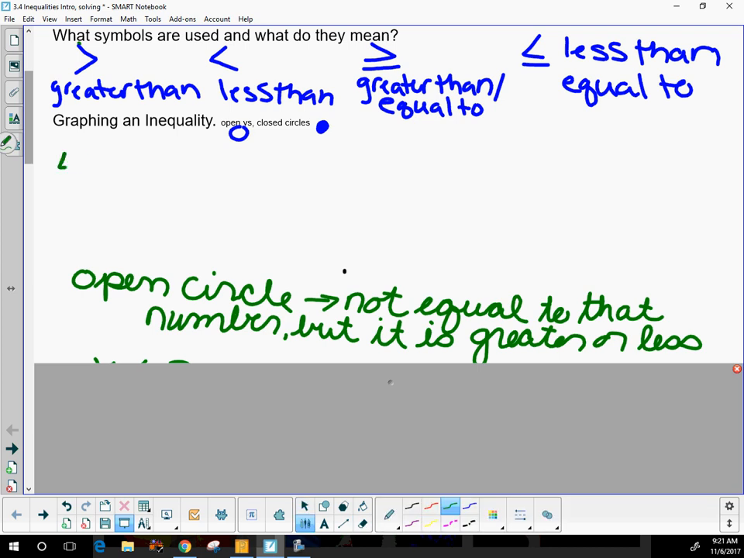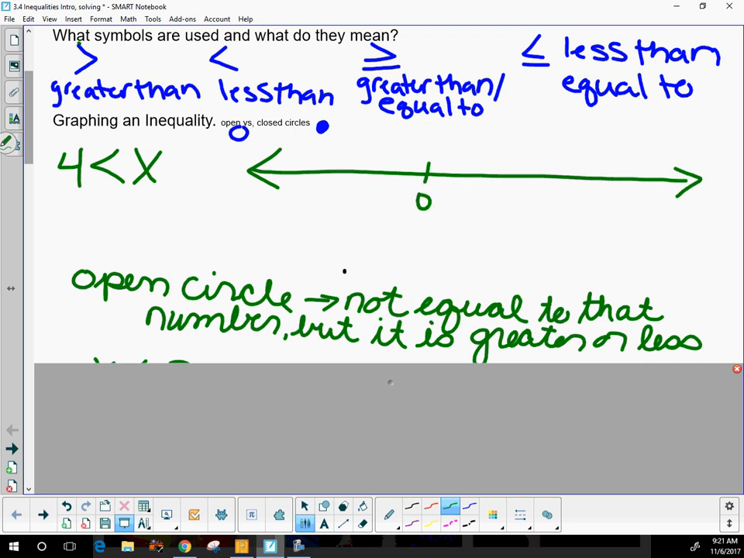What if I had 4 is less than X? Well, think about this number line. I'm going to put 0, and I'm going to put 4. Is X more than 4 or less than 4? Think about it. This says that 4 is less than X. And if 4 is smaller, then X must be greater. Do we go this way? That's not which way this arrow points.